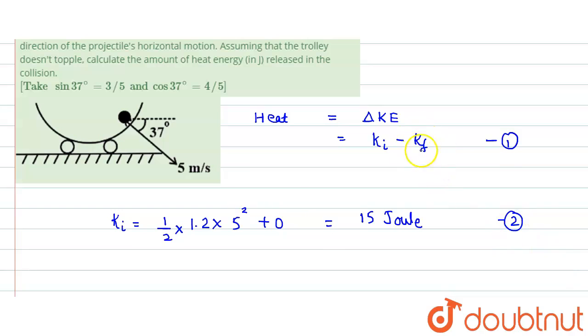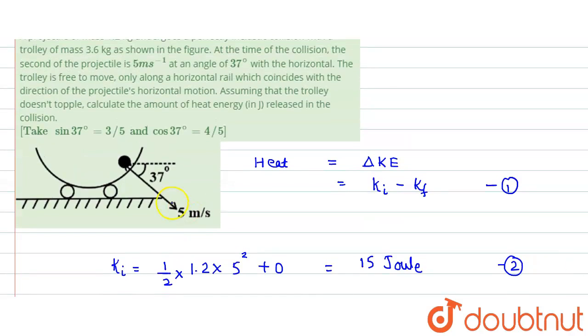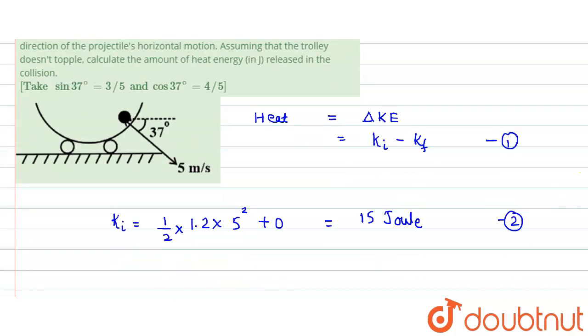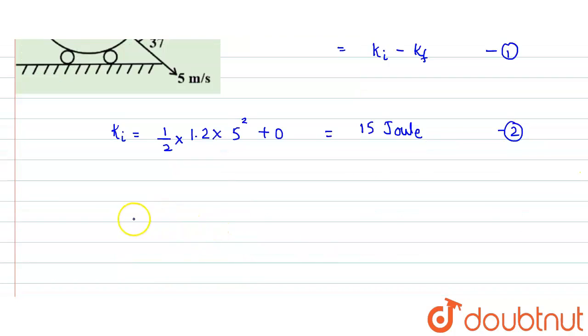Now to calculate the final kinetic energy, we need to know the final velocity. Till we know the final velocity, we cannot calculate the final kinetic energy. How to get the value? In this situation, the trolley is free to move in the horizontal direction, so there is no net force in the horizontal direction. On the trolley-projectile system, there would be an external force in the vertical direction due to the normal reaction, but there is no force in the horizontal direction. So we can say that momentum would be conserved in the horizontal direction.